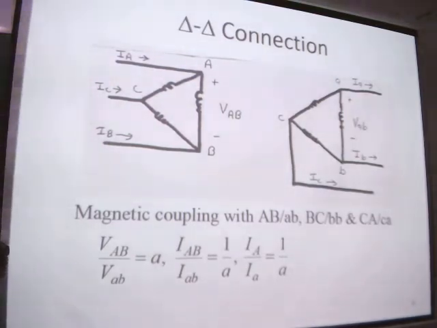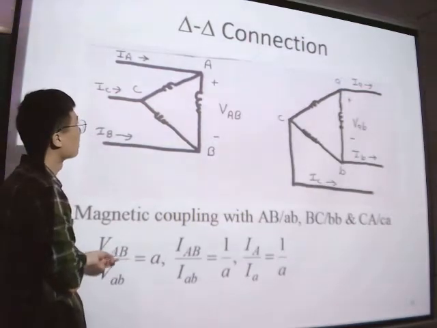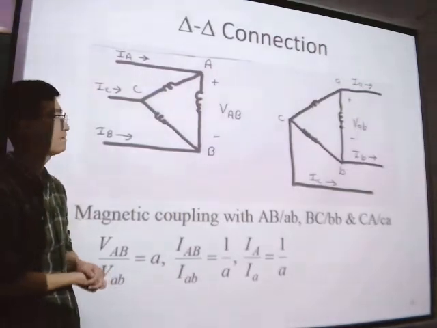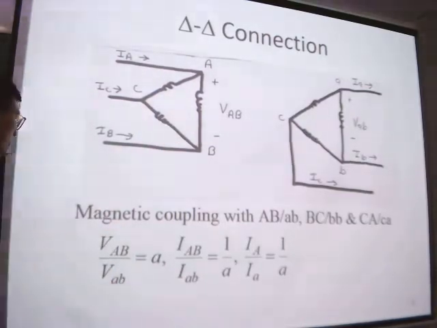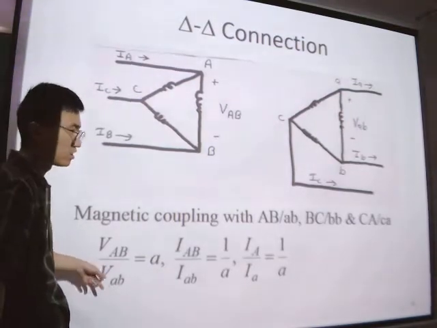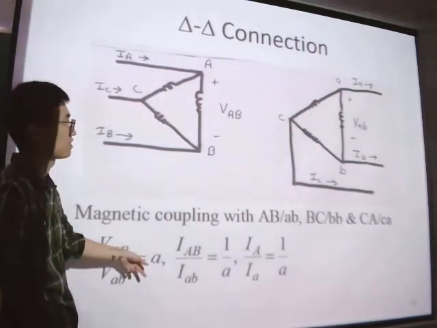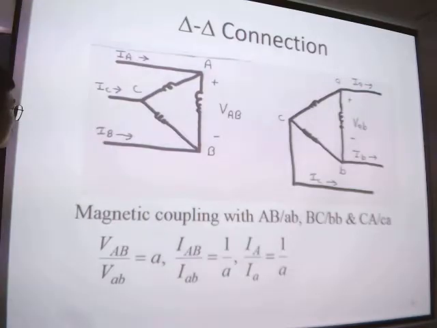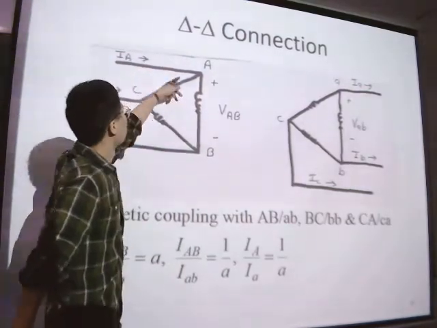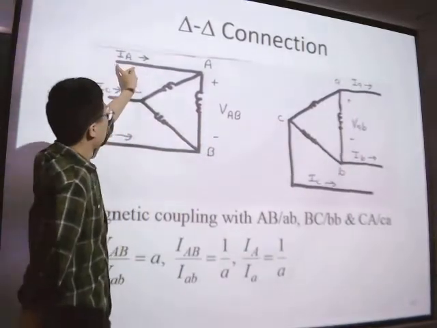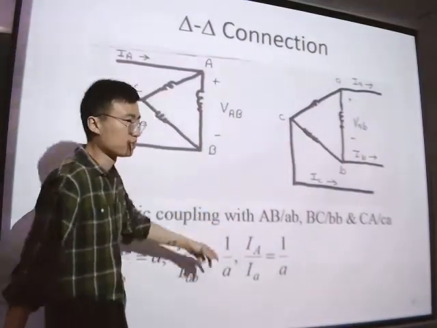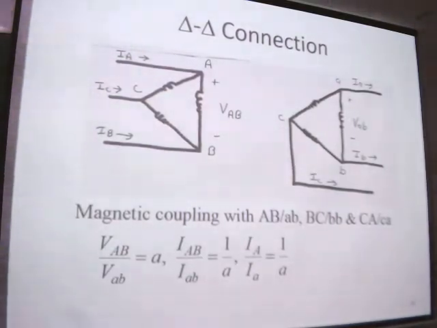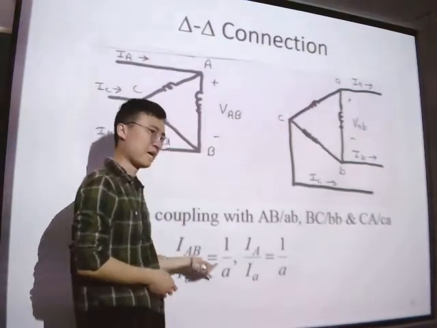Delta to delta, you see that actually there are no differences, because the phase voltage and the line voltage are the same in the delta connection. So the ratio of the voltage is also the ratio of the turns of each phase. And for the current, you could also say that here is the line current AB, so this is the phase current IA, right, is the line current. No matter if it's the line current or the phase current, they are also the same as the single phase.